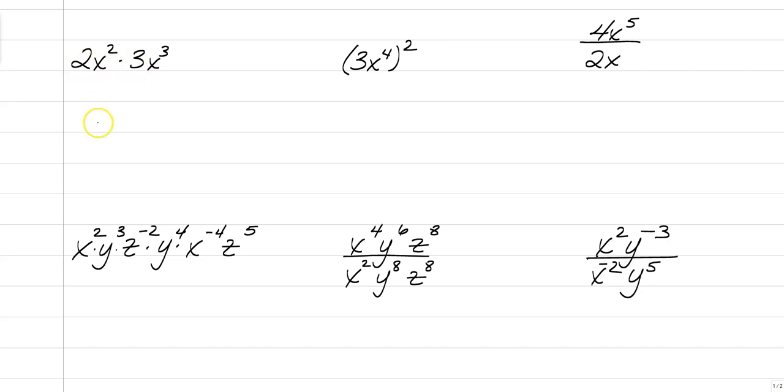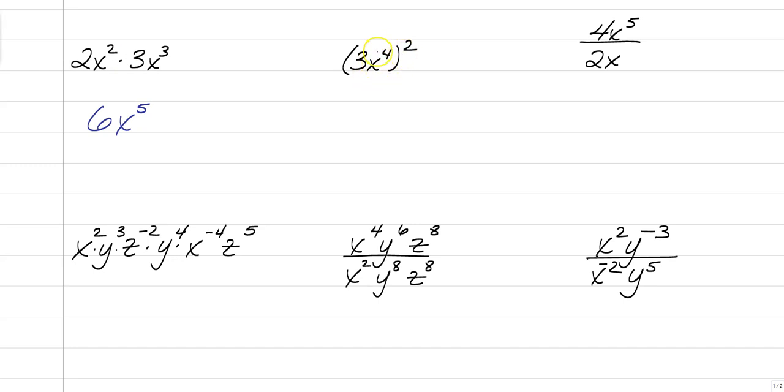Okay, 2 times 3 is still 6. But x squared times x cubed would be x to the fifth power. You don't add those. Numbers are still numbers. Don't change the rules of numbers. We're only talking about exponent rules.